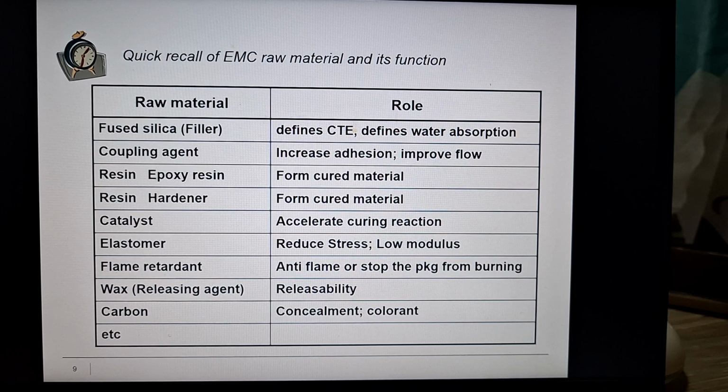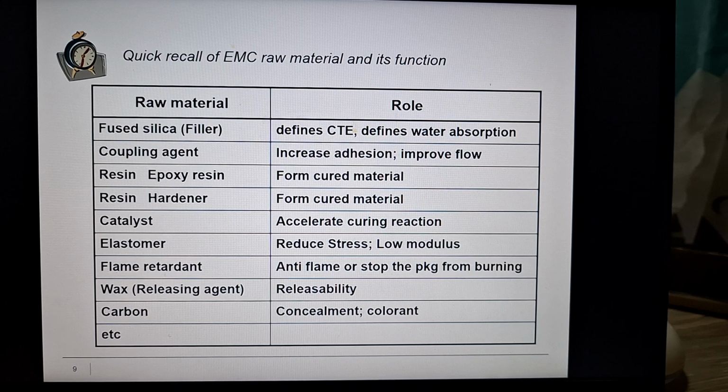Next is coupling agent. As I mentioned earlier, it increases the adhesion and improves the flow of the compound. And then the epoxy resin and hardener help to form a cured material. These are the two materials needed to bind together the silica, right? Because if you don't have a hardener, how does the resin form into a hardened type? You need a hardener to make it solid, right?